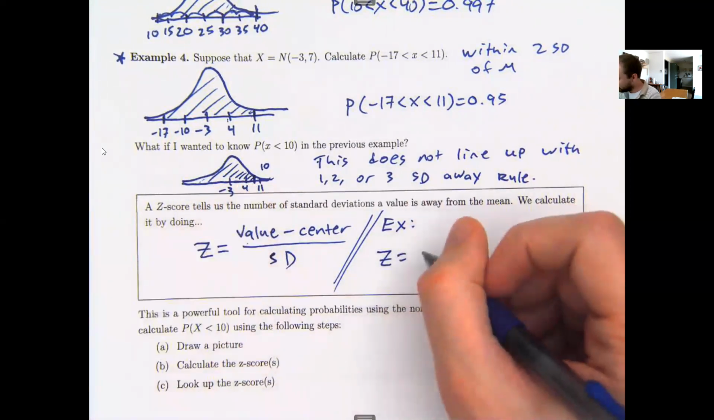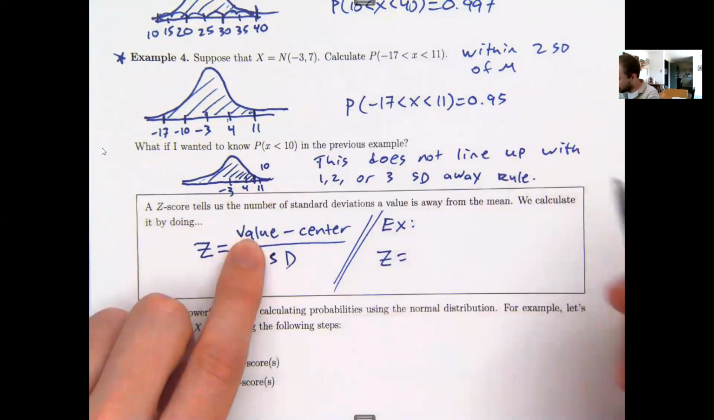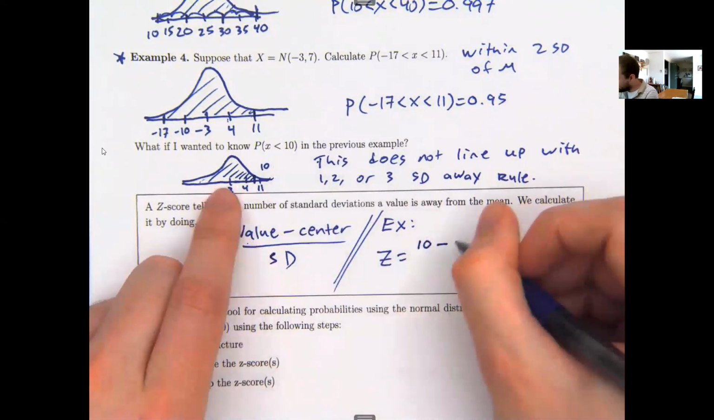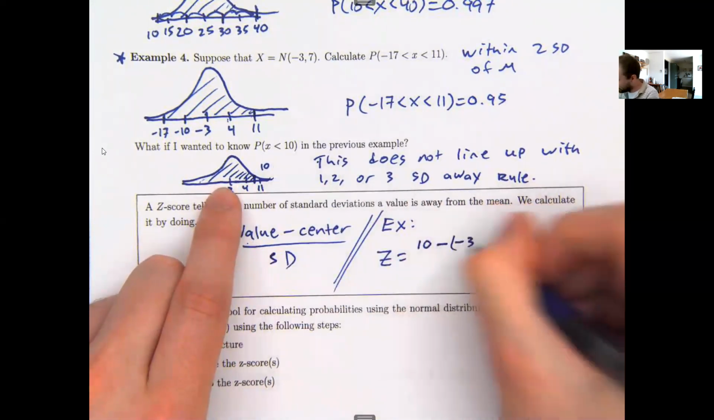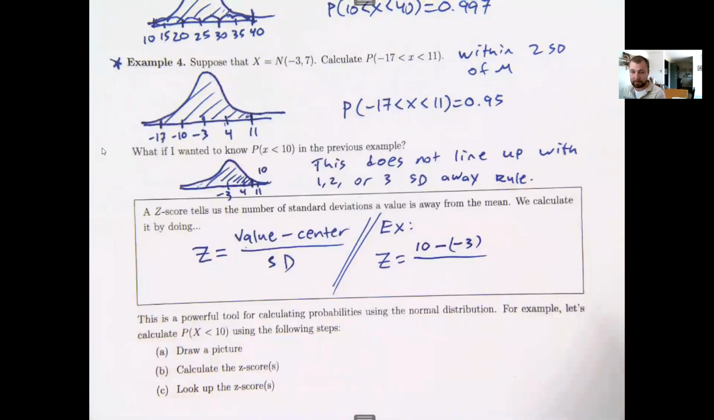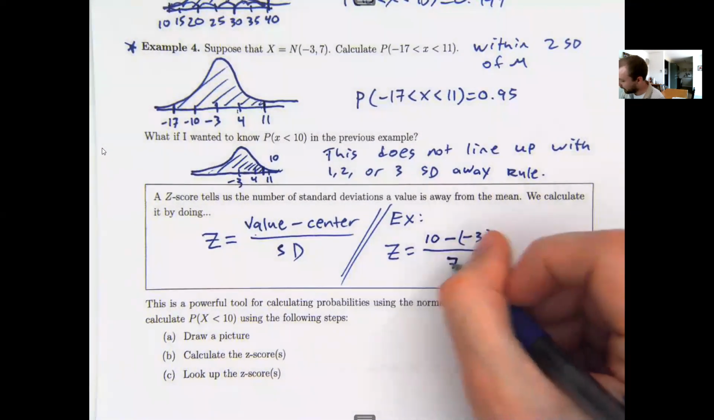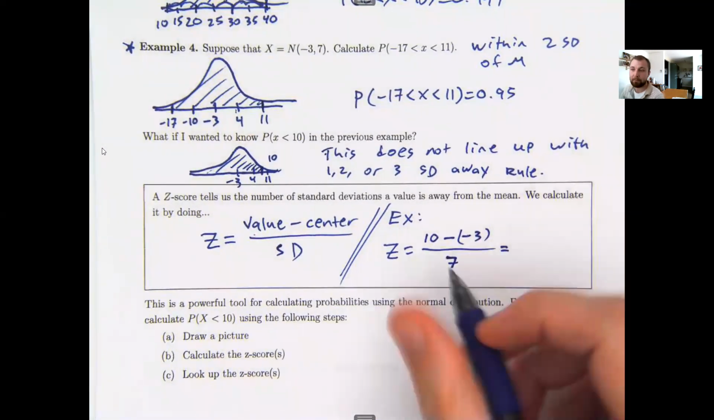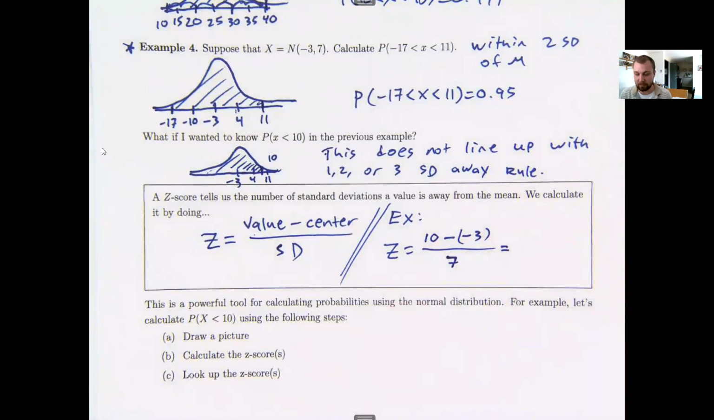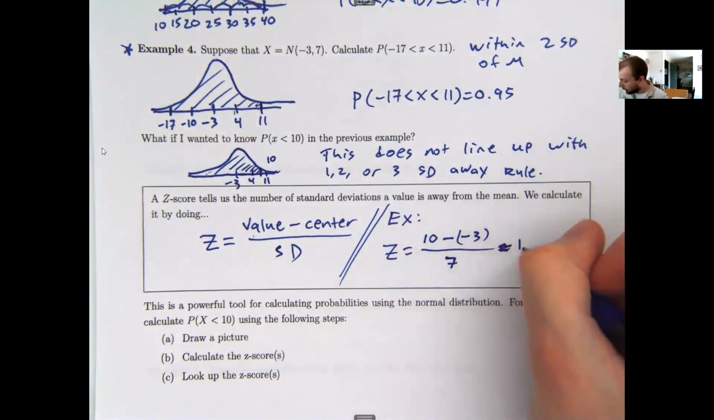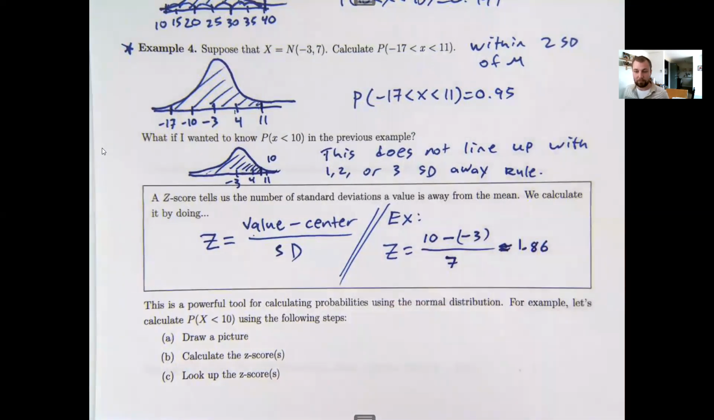My z-score is going to be the value I care about. I care about 10 in this problem, minus the center of the curve, so minus -3, that's my average. And I'm counting by my standard deviation of 7. Minus a negative is the same thing as addition, so this looks like I have 10 plus 3 or 13. 13 over 7 gives me approximately 1.86 or so.